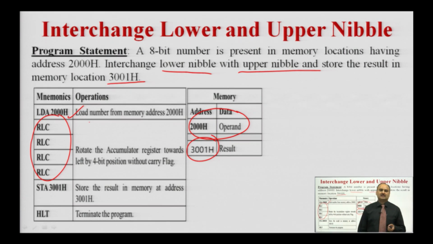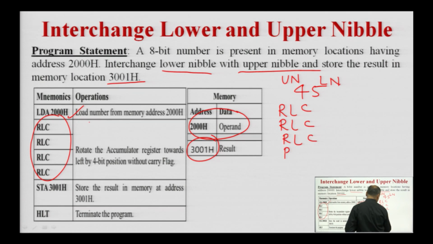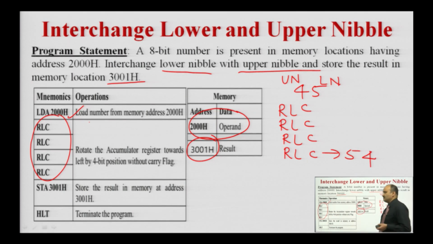So, when we use the RLC instruction 4 times, it will interchange the lower nibble with the upper nibble. Suppose a number is 45. So, this is the lower nibble and this is the upper nibble. After using the RLC instruction 4 times, the number becomes 54. See here, the lower nibble and upper nibble get interchanged. So, this is the logic which is applied in this program.